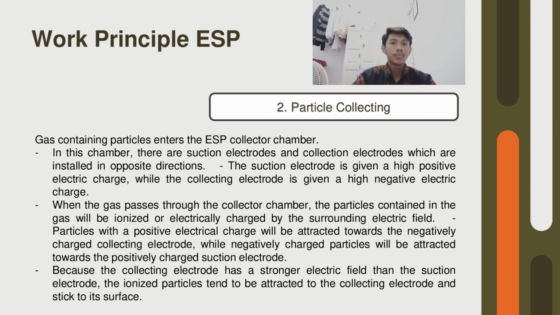Particles with a positive electrical charge will be attracted toward the negatively charged collecting electrode, while negatively charged particles will be attracted toward the positively charged suction electrode. Because the collecting electrode has a stronger electric field than the suction electrode, the ionized particles tend to be attracted to the collecting electrode and stick to its surface.